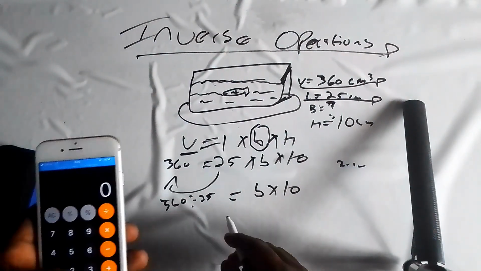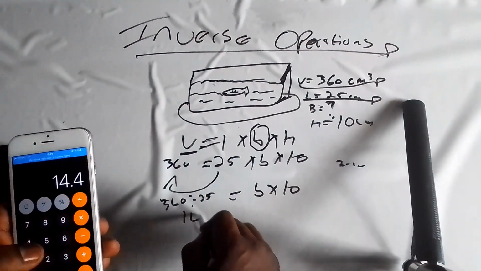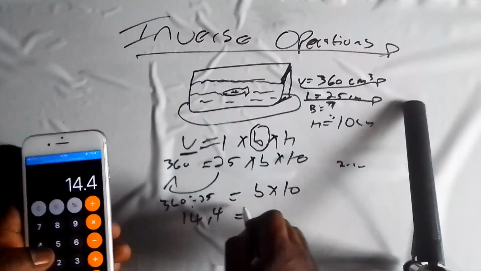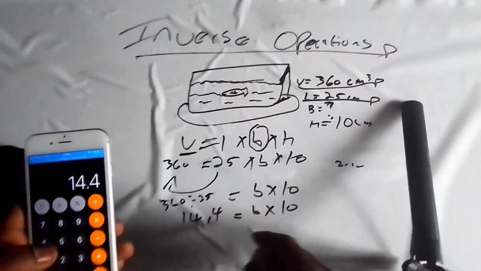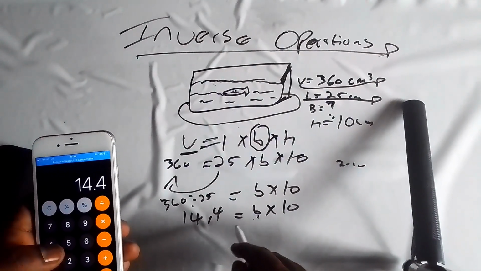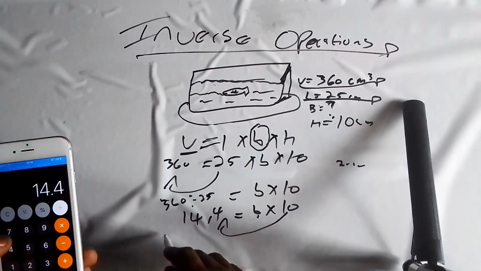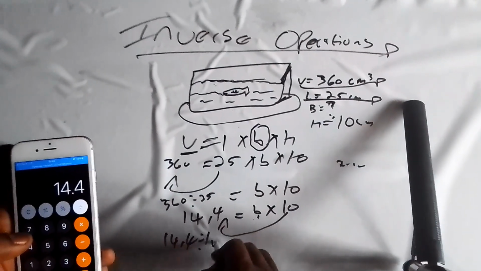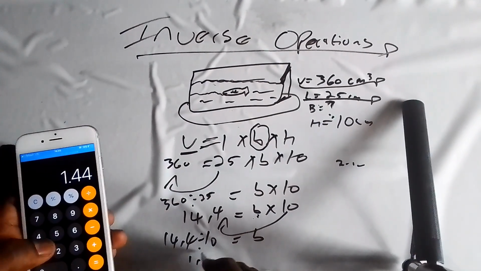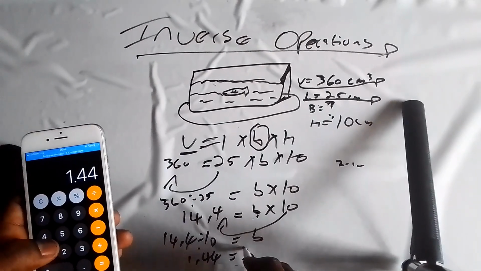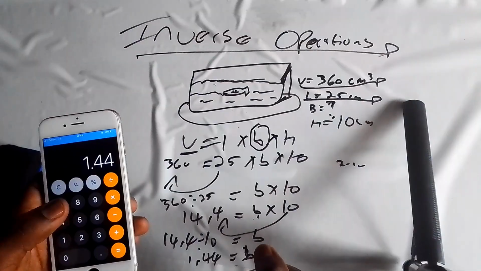Okay, so 360 divided by 25 is what? It's 14.4, and then we are still left with the breadth times height. So we just want the breadth. So what will we do? The inverse of multiplication again, which is division. So we will say 14.4 divided by 10, and then it will give us the breadth. So this is 1.44, and that is our breadth. So that's how we just play around with formulas.